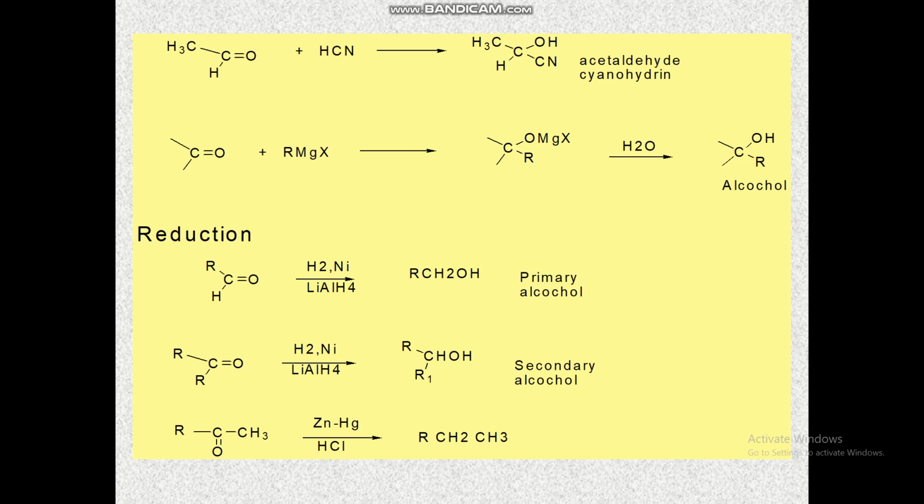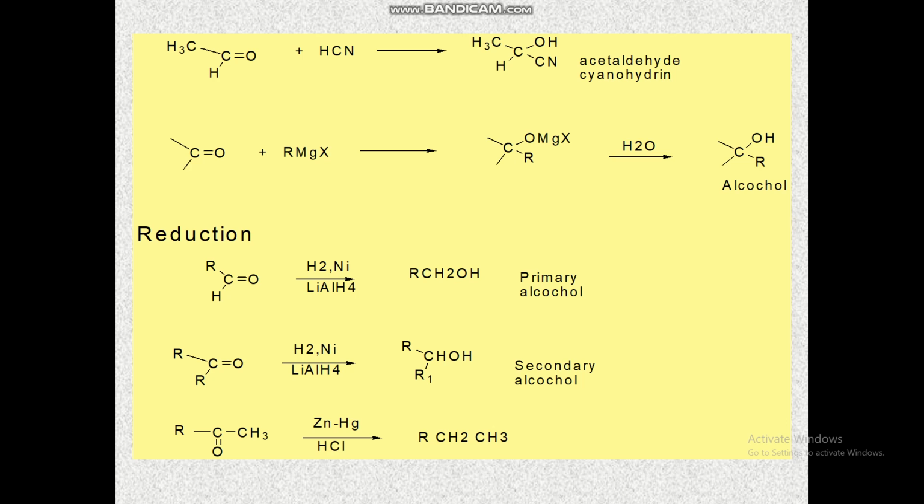You see the equations: an aldehyde undergoes reduction by lithium aluminum hydride in the presence of the catalyst hydrogen and nickel, producing the primary alcohol. Next, a ketone after reduction with lithium aluminum hydride, with catalyst hydrogen and nickel, produces the secondary alcohol.